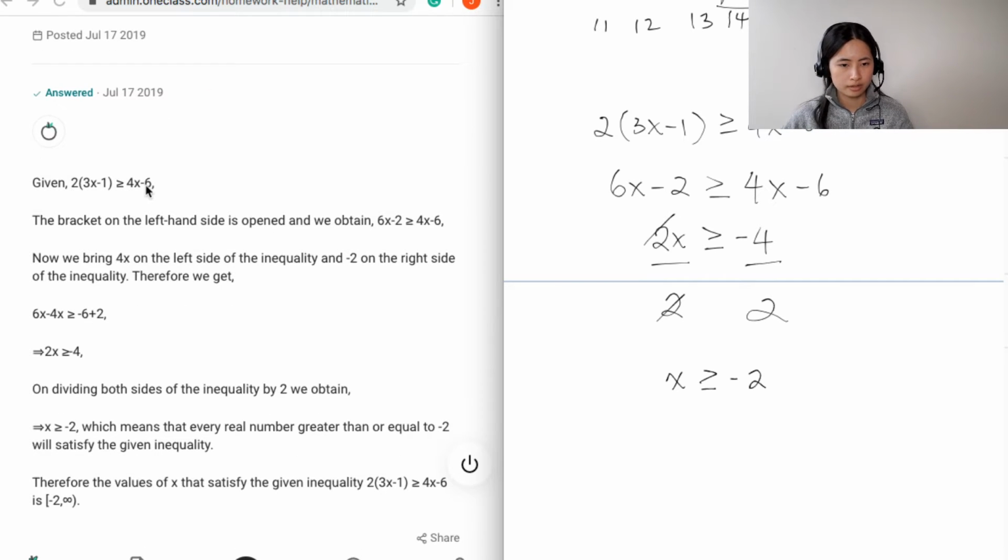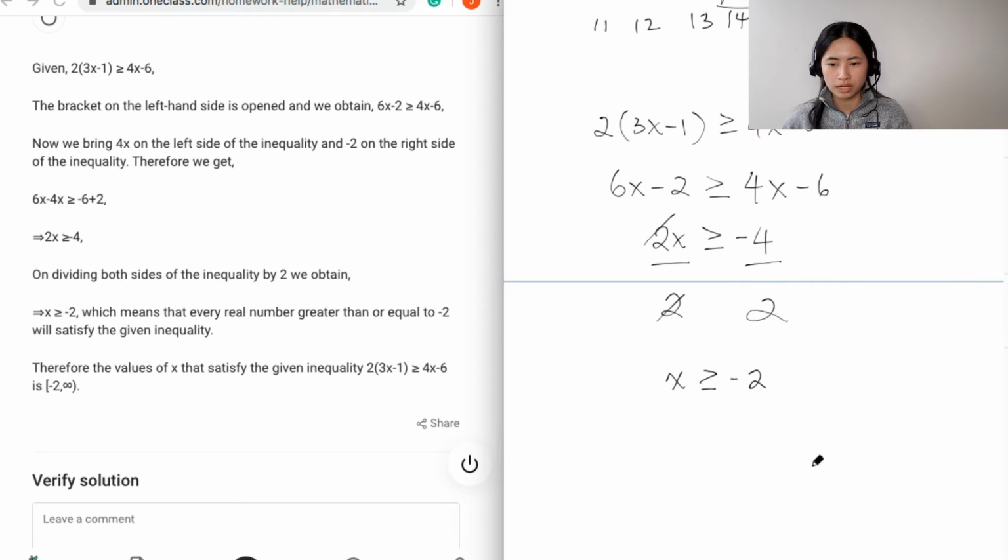So given this equation, the bracket on the left-hand side is open and we obtain 6x minus 2 greater than or equal to 4x minus 6. That's absolutely right, which is what we have here. And it says now we bring 4x on the left side of the inequality, which is what we did, right? Because initially it was on the right side, so we moved that to the left side. And -2 on the right side of the inequality, which is right, so we get 2x greater than or equal to -4, which is what we have here, dividing both sides by 2, right? So we get x greater than or equal to -2, which is what we have just obtained.